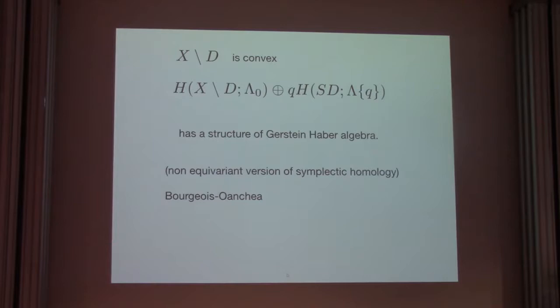Did you assume D is smooth? Yes, yes, smooth. I expect you can do normal crossing, but then you have to increase the Q to several, even further.